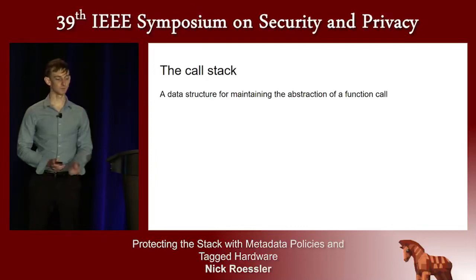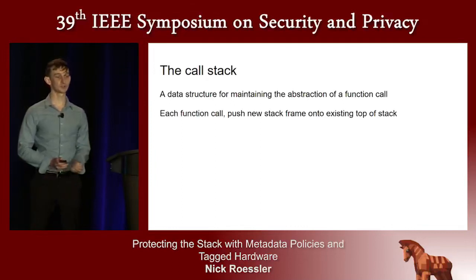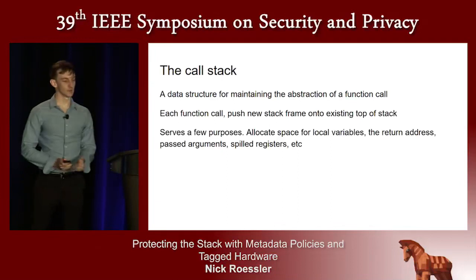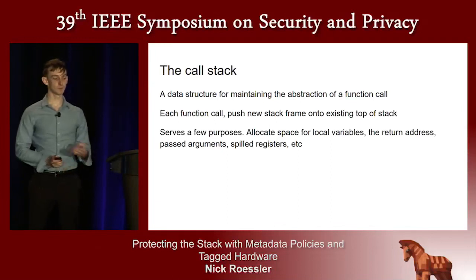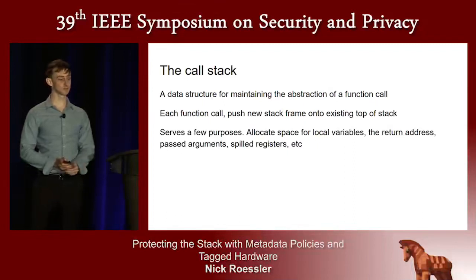Okay, so some background about the call stack. The call stack is simply a data structure for maintaining the abstraction of a function call. Each time a function is called, our program will push a new stack frame onto the top of the existing stack. The stack frame will serve a few purposes. A function will allocate space for its local variables, the return address of the function, passed arguments, spilled registers, and a few other things as well.